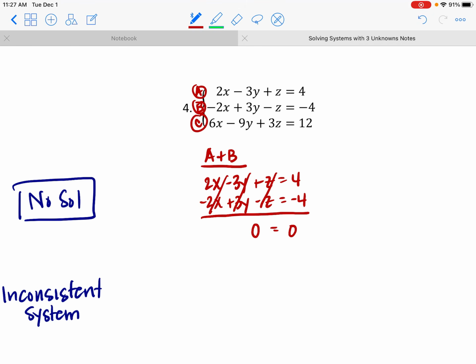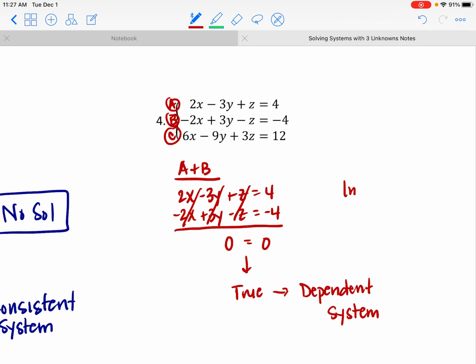So 0 equals 0. Again, all the variables canceling means they don't matter. It means no matter what you plug in for x, y, and z, you're going to end up with a true statement every single time. So if the resulting statement is always true, that means you're going to have an infinite number of solutions here. So this true statement is telling you have a dependent system, and a dependent system has infinitely many solutions.